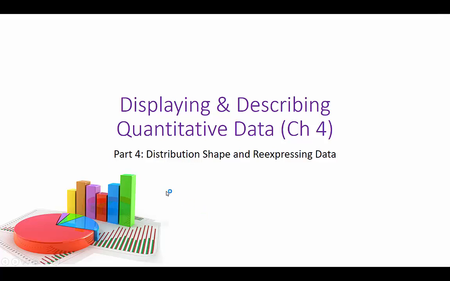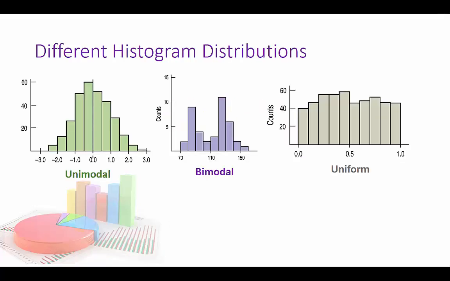Now we're looking at describing the shape of distributions and also re-expressing the data to change the shape of distributions. We've already discussed basically unimodal, bimodal, and uniform. The main point is we were looking at those before with our data distributions. Now we are looking at histograms.